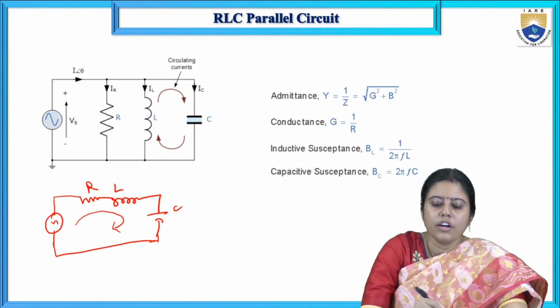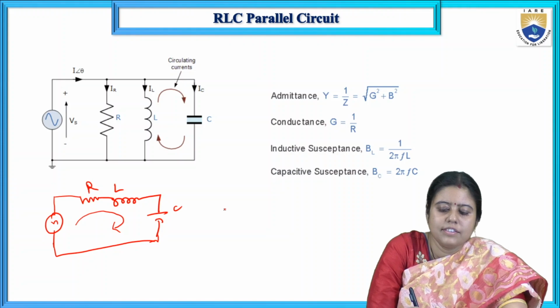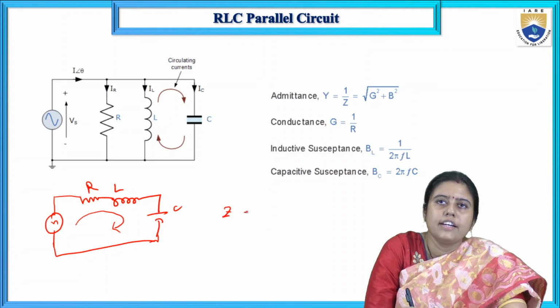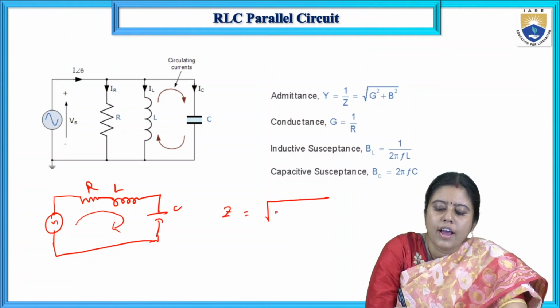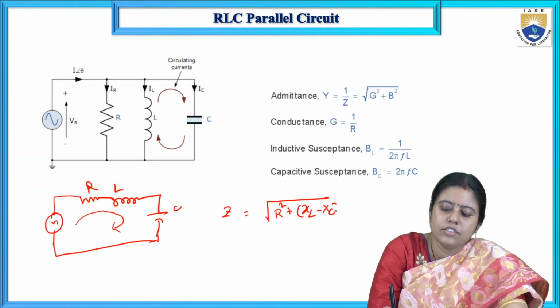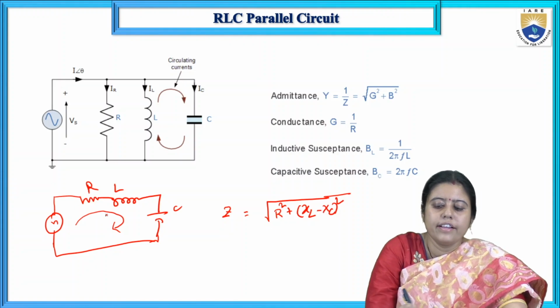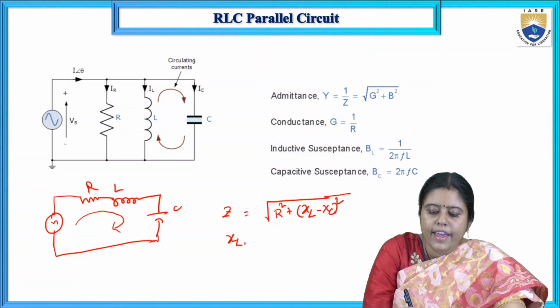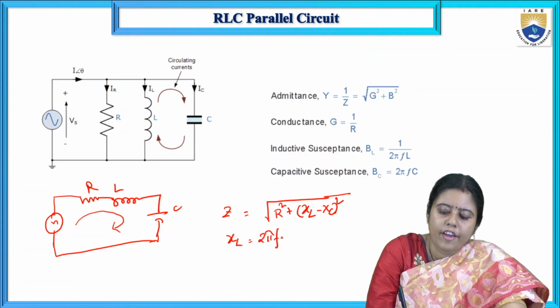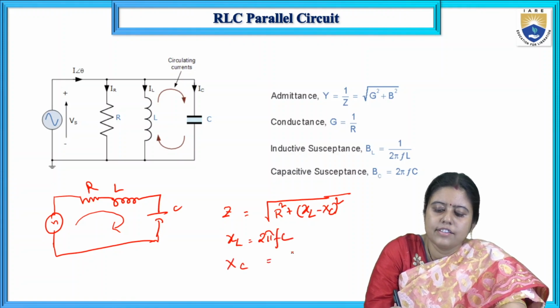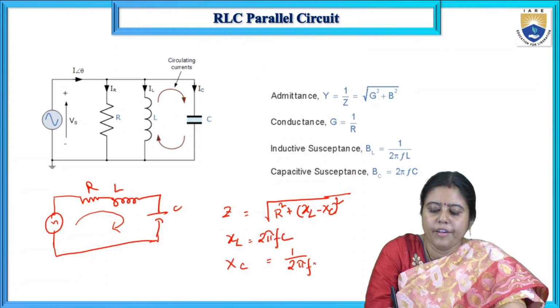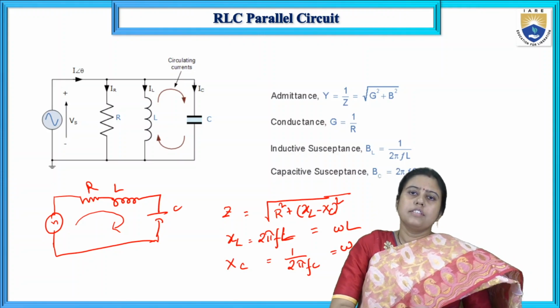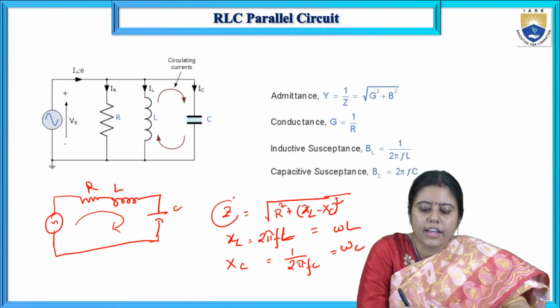In the previous lecture we discussed in detail, just as a quick review, that Z is equal to the square root of R square plus (XL minus XC) square. What is R? R is the resistance. What is XL? We got 2 pi FL. And what is XC? XC is 1 by 2 pi FC. We call it omega L, and this we call omega C. So this is called the impedance.